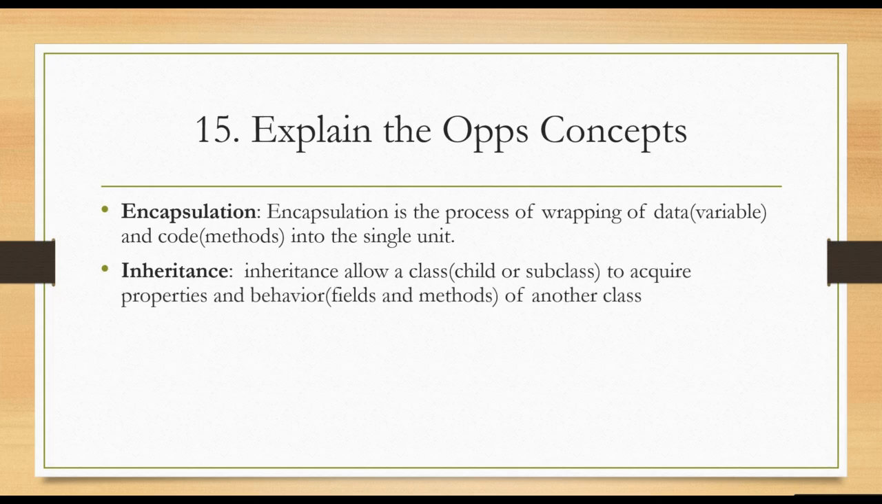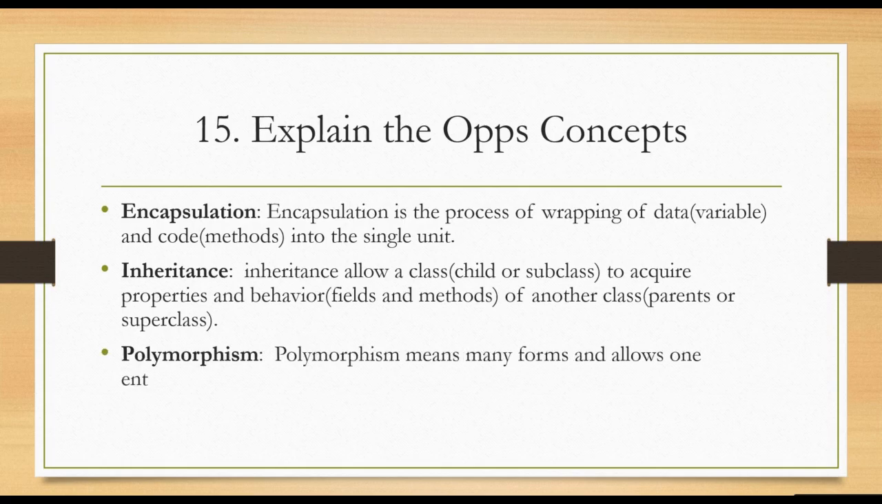Second one is inheritance. Inheritance allows classes like child or subclasses to acquire the properties and behavior, fields and methods, of another class like a parent or superclass. That means the parent class properties are acquired in the child class. So the parent-child relationship is inheritance. There are three types of inheritance in Java: single inheritance, multi-level inheritance, and multiple inheritance. In Java, multiple inheritance we cannot achieve directly, but using interfaces we can achieve multiple inheritance in Java.